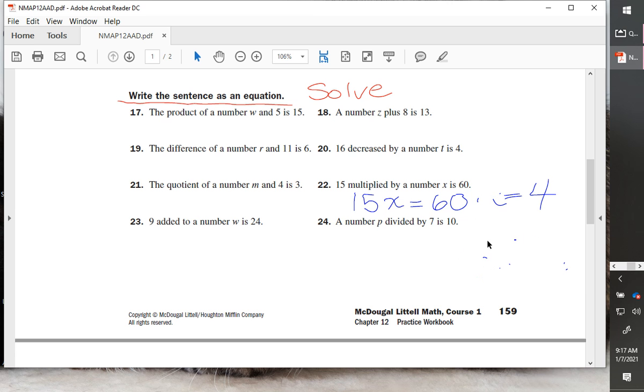Okay, I don't know why my eraser's not working very good. All right.